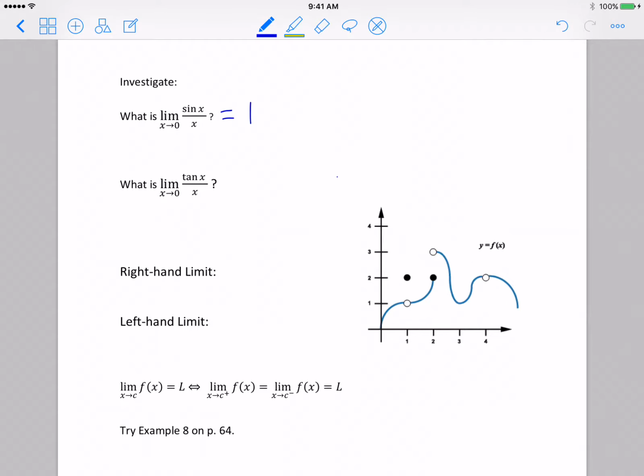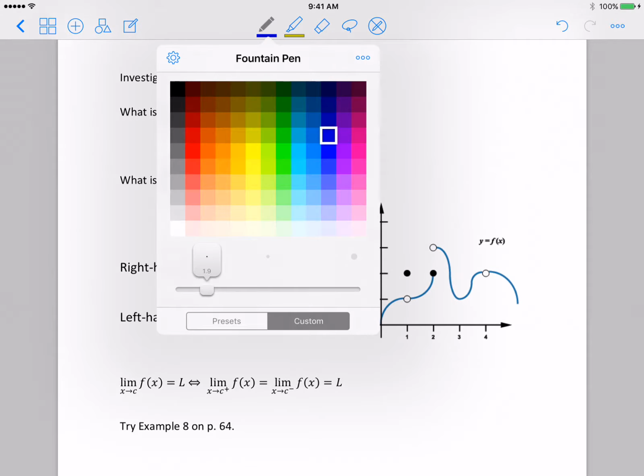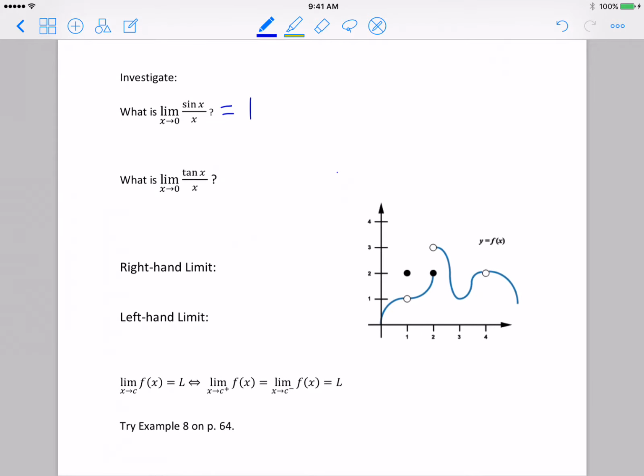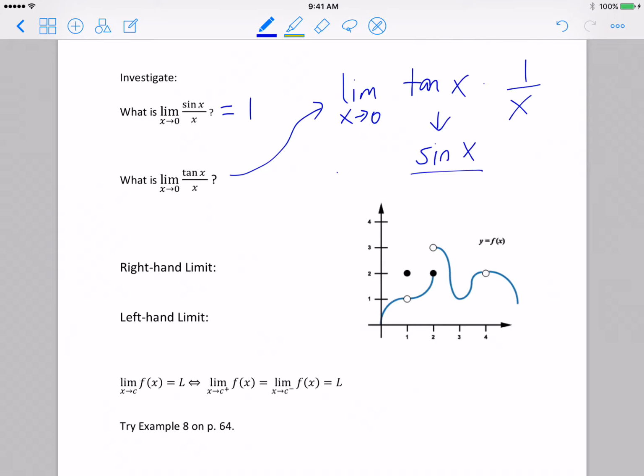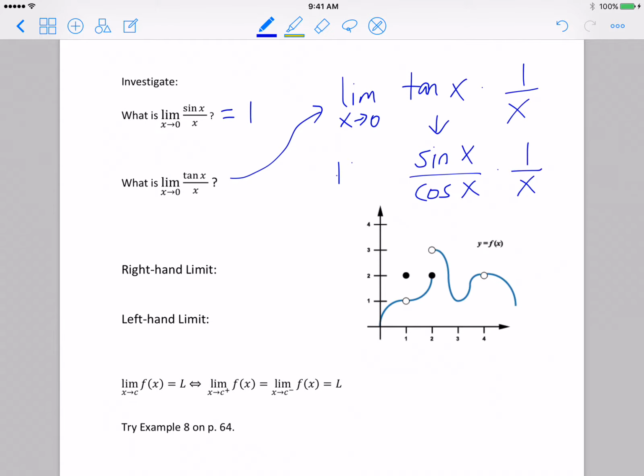But more importantly, we're going to use that idea to get the limit of this particular expression. So what is the limit of tangent of x over x? Which is essentially tangent of x times 1 over x. But tangent of x, you could rewrite as sine of x over cosine of x. So the tangent ratio is simply the ratio of sine to cosine, y over x. So your problem changes to this.